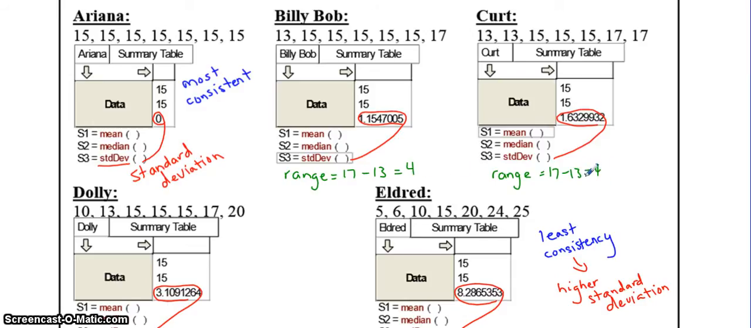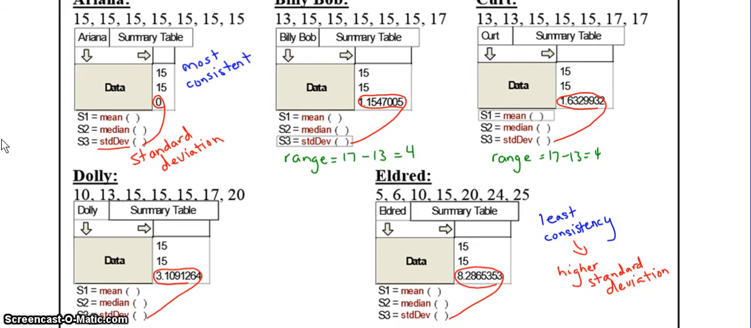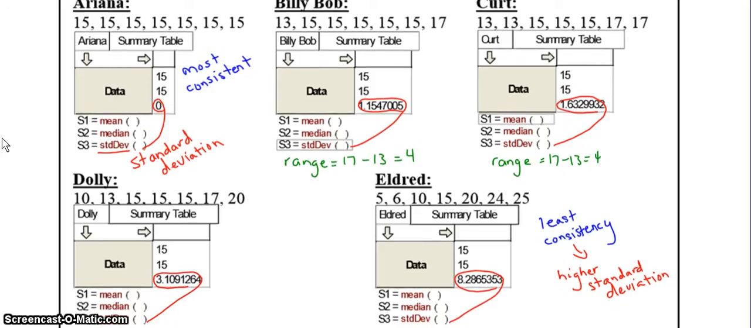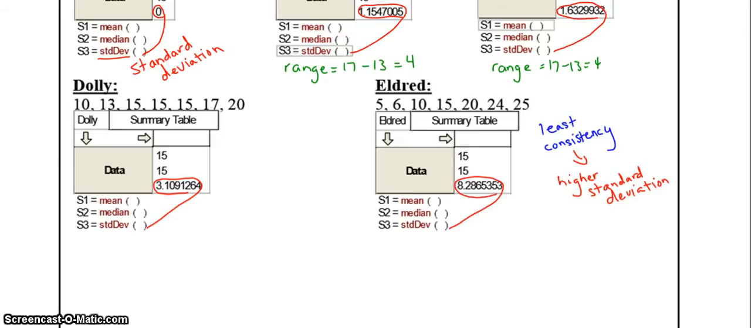So the range is one measure of spread, and it just takes the difference between the highest and the lowest value. But what the standard deviation does is that it takes into account all the numbers in between. And that's why Billy Bob has a lower standard deviation, even though they have the same range. Because between the maximum and the minimum, the numbers are more consistent for Billy Bob than they are for Kurt. So that's what the standard deviation measures. It measures the spread. And I'm going to show you how to calculate the standard deviation.